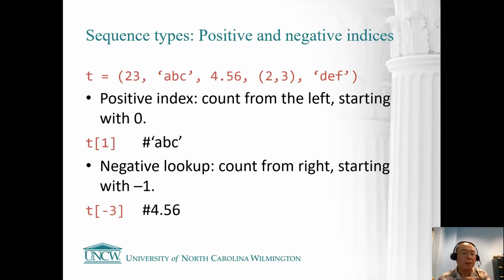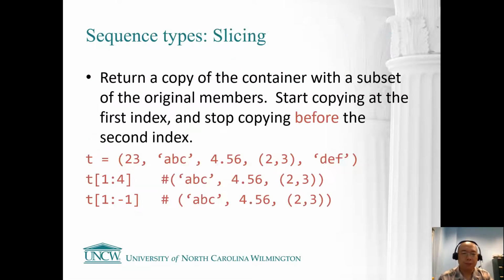And how about the negative indexes? For the negative indexes, we are counting from the right-hand side. So on the right side, we count from -1, -2, -3. If you are trying this tuple with -3, that is -1, -2, -3, so the -3 index will give you 4.56.